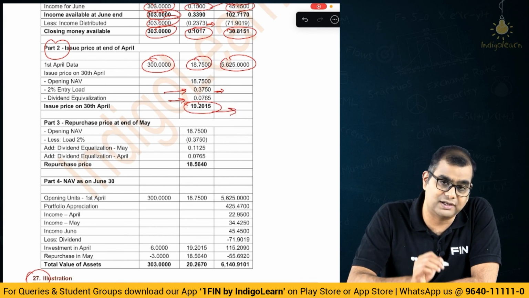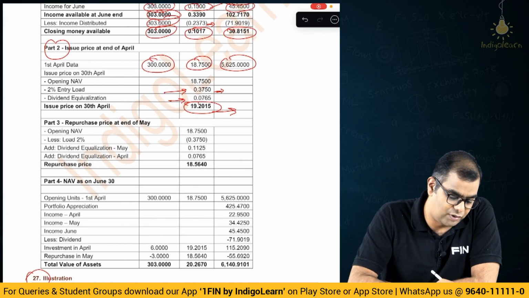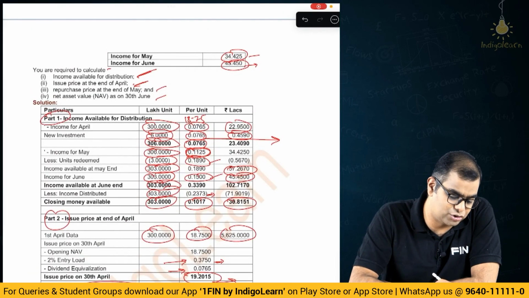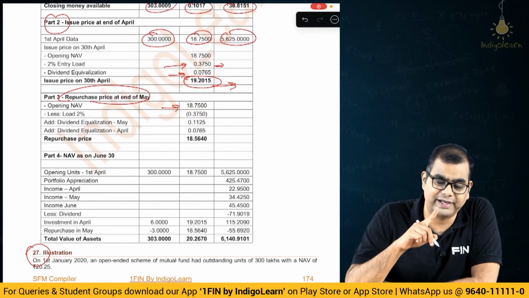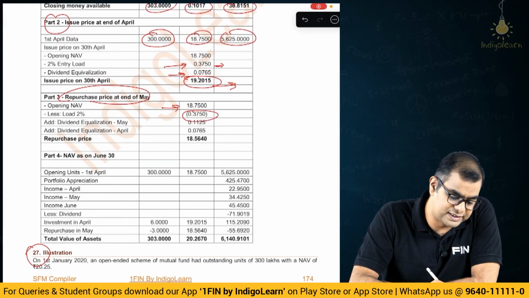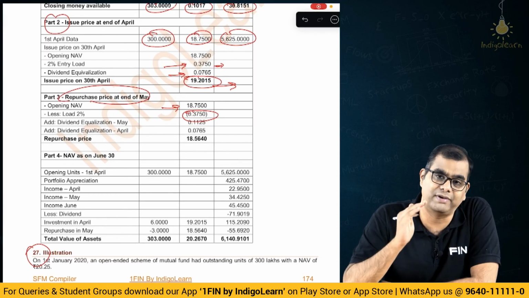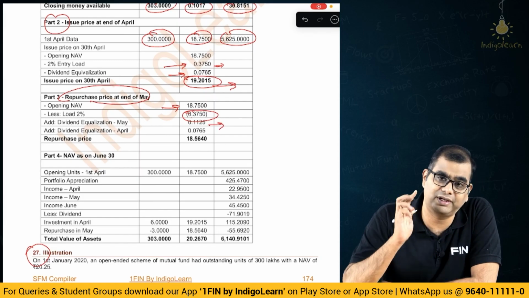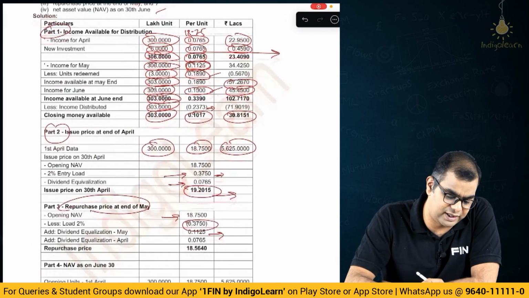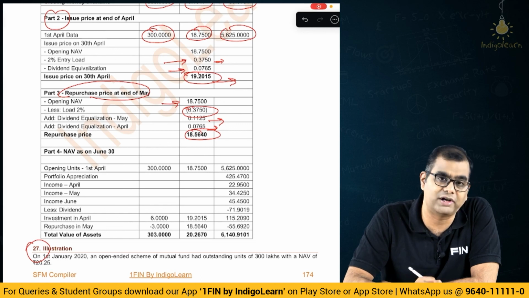So, the issue price per unit at the end of April is 19.2015. What is the repurchase price? They have asked for the issue price at the end of April and the repurchase price at the end of May. 18.75 is the opening NAV. Then you have an exit load of the same 2%. When somebody is exiting, you don't pay them the full money, you pay them less, so you deduct 0.37. Then you also pay them the dividend for the 2 periods, April and May, which we already computed: 0.1125 and 0.0765, which is 0.189. So, you will basically repurchase at 18.564.